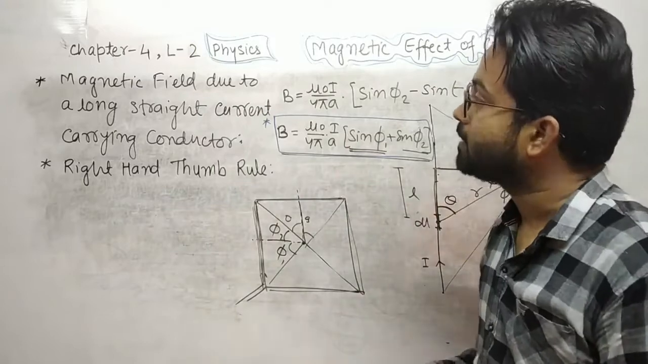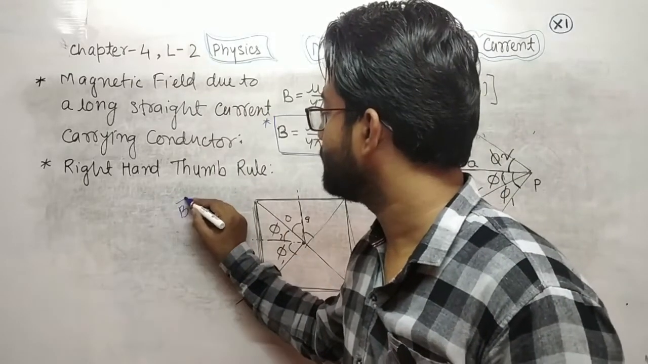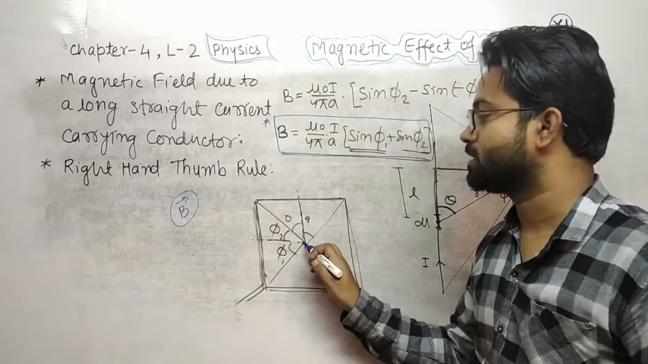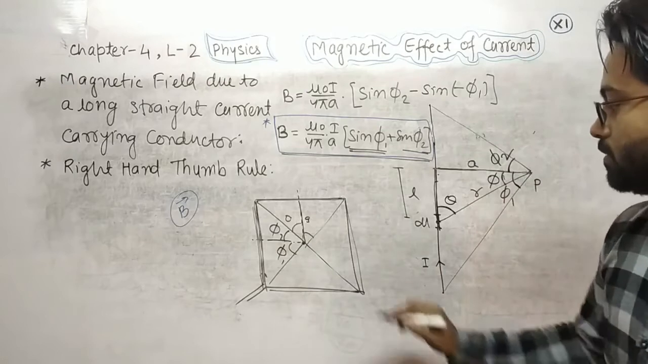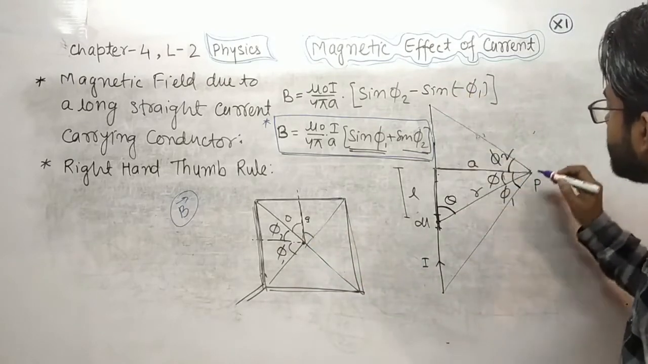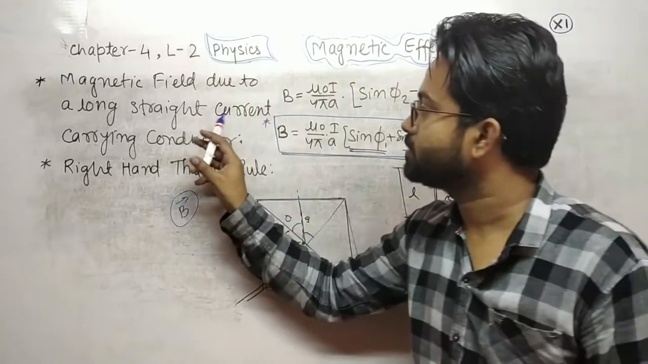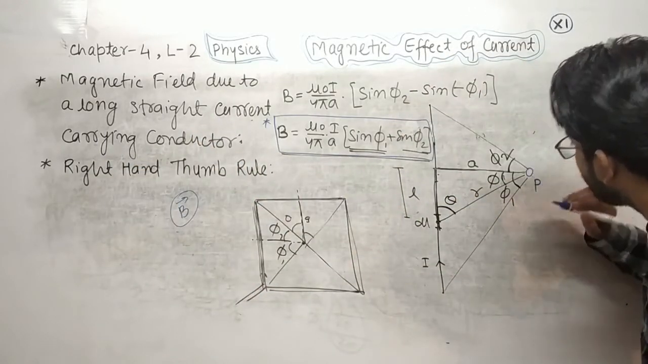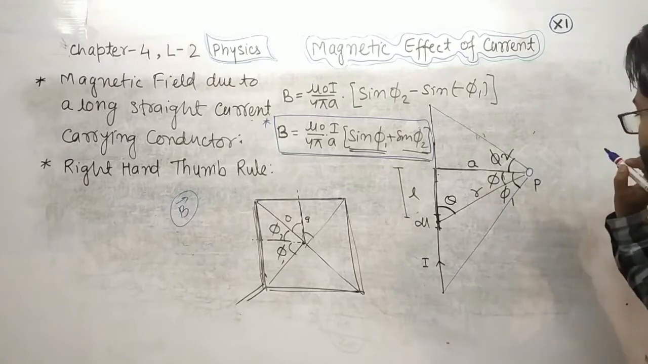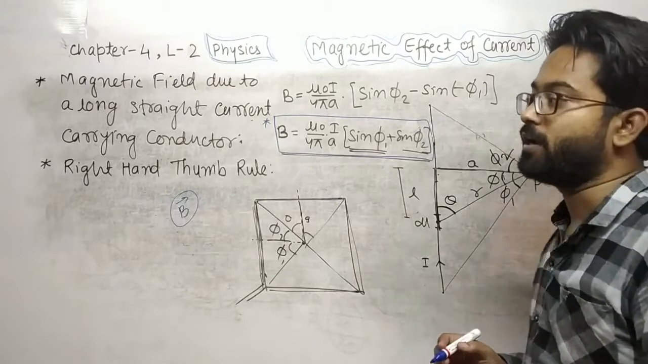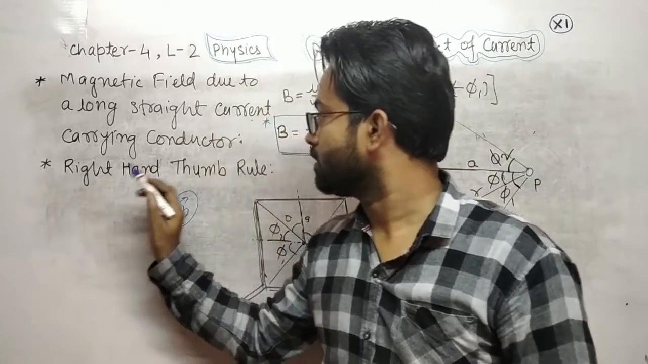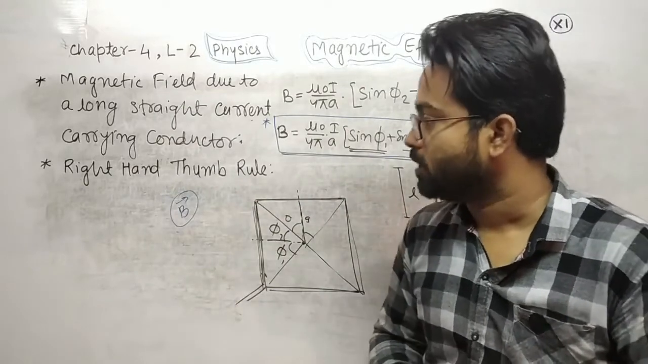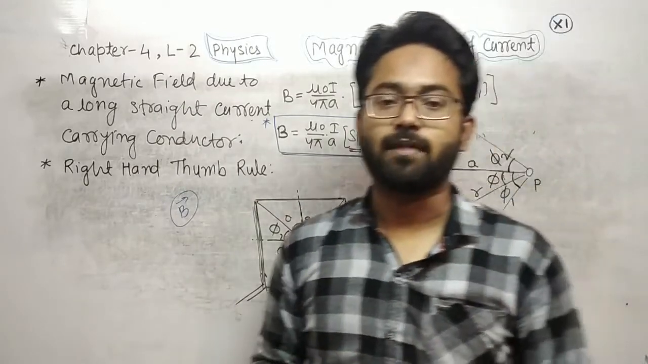But magnetic field is a vector quantity. That means we have calculated the magnetic field at the center of the square, or due to a straight current carrying conductor, but what is the direction of magnetic field at that particular point? That we will discuss now, that is the right hand thumb rule. This is the rule to find out the direction of the magnetic field.